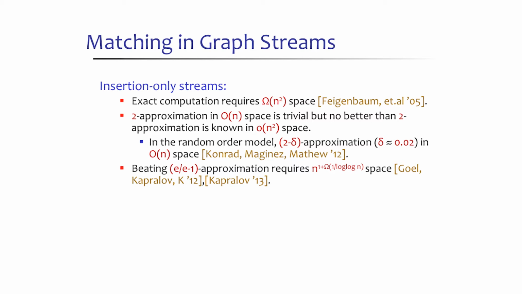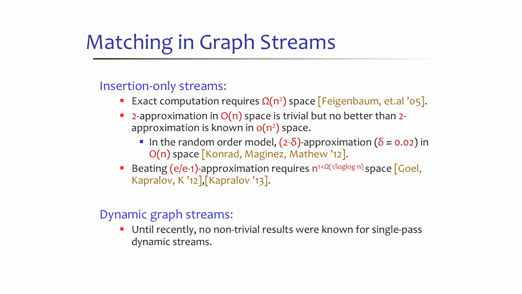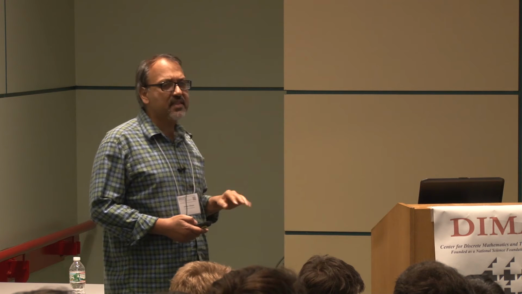For the dynamic graph stream model, where the edges are both inserted and deleted, to my knowledge, until recently, there were no non-trivial results known for single-pass algorithms in this model. And this is the setting that we are going to focus on.